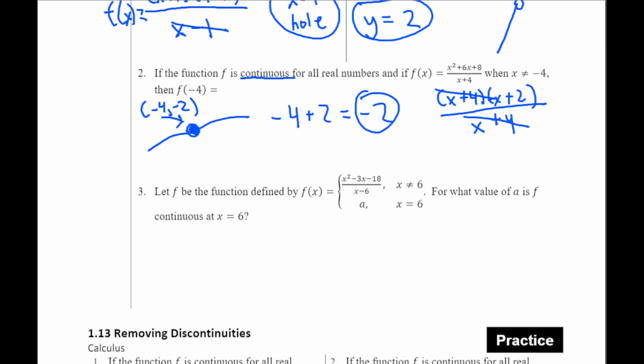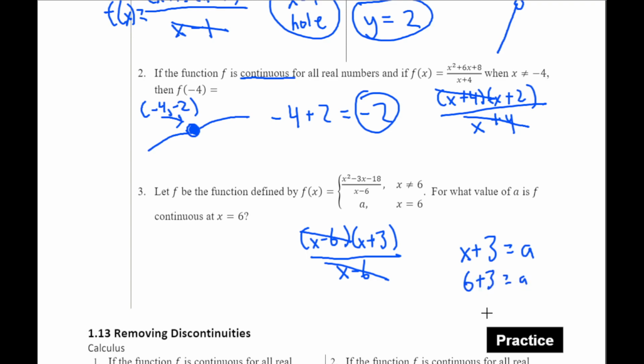First thing we can do is let's factor out the top. X minus 6 times x plus 3 over x minus 6. And you see here the x minus 6 cancels out on the top and bottom. So if you see right here, x plus 3 is equal to a. But we have an x value of 6, right? So 6 plus 3 is equal to a, and then 9 is just equal to a right there.